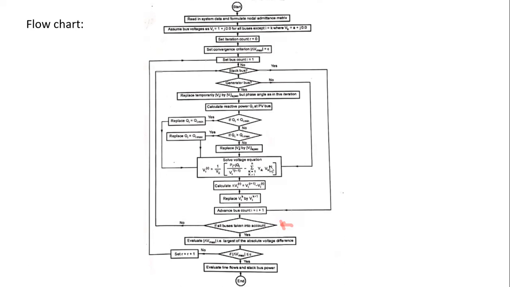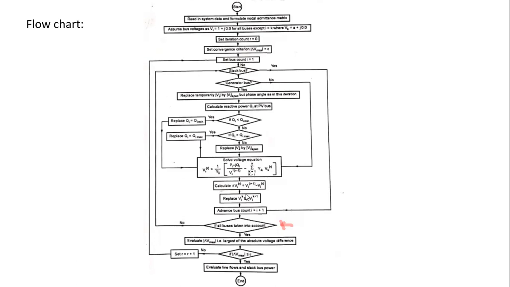Suppose Qi is less than Qi minimum, then it is satisfied, and we replace Qi with the Qi minimum value. Then it goes to the Vi of first iteration. Next, if Qi is greater than Qi maximum, then Qi is replaced with Qi maximum. After that we calculate the voltages at the first iteration.